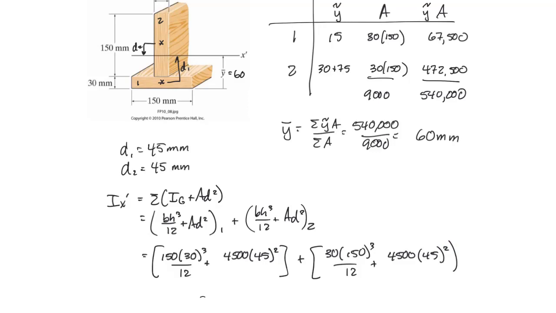Multiply all that out, and you get that I about x prime is equal to 27 e to the 6th millimeters to the 4th.